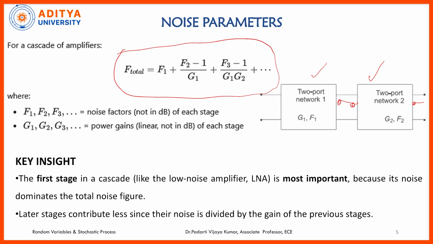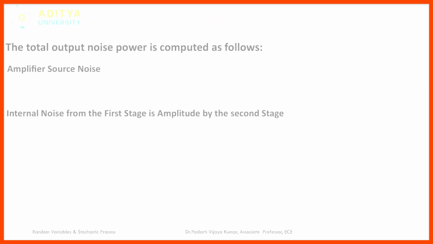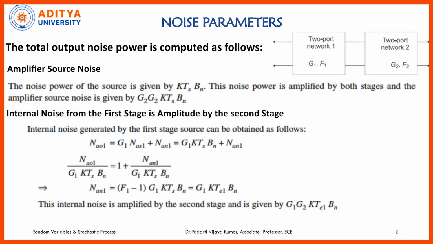Assume a two-port network 1 and two-port network 2 are cascaded to each other. Assume the noise figure of the first network is F1 and gain is G1. Assume the second network noise figure is F2 and gain is G2. So this connection can be extended. The total noise figure is mathematically given as F1 plus (F2 minus 1) by G1, plus (F3 minus 1) by G1 G2. We know what F1, F2 are. These are nothing but noise factors at each stage, and G1, G2 are gains at each stage. So we will see how to derive this overall equation.